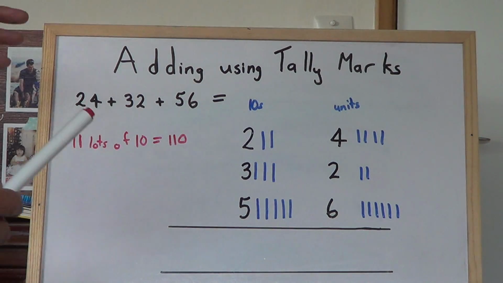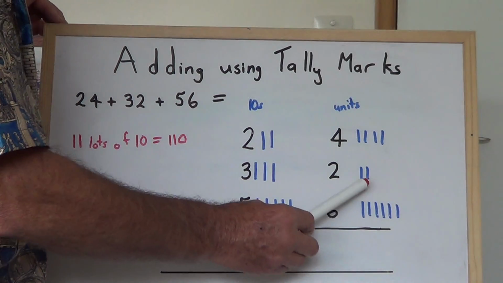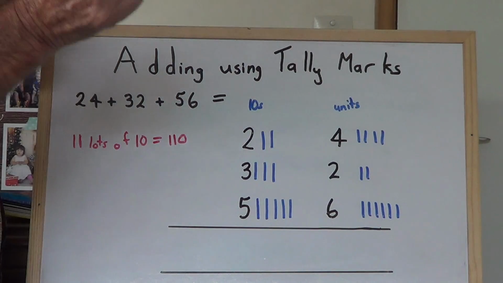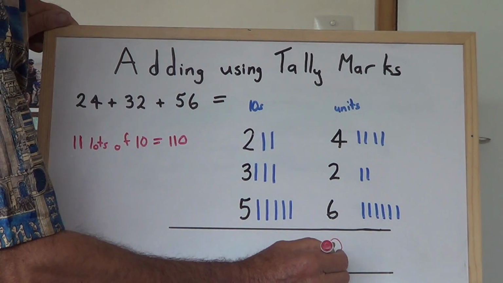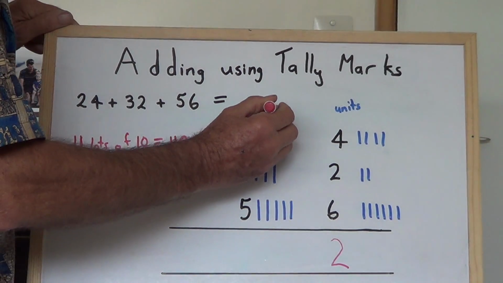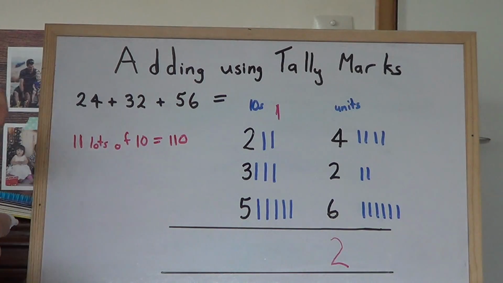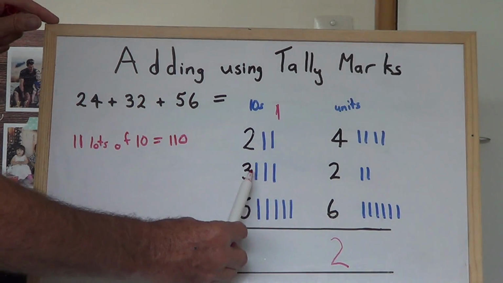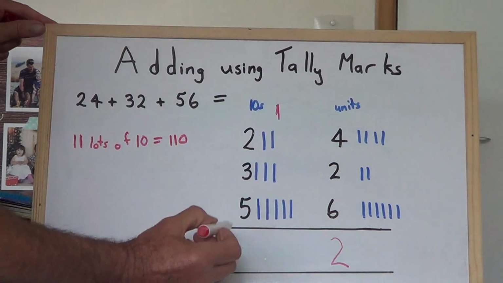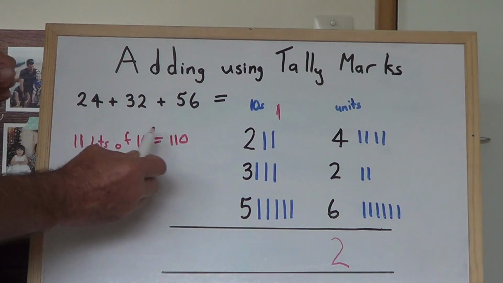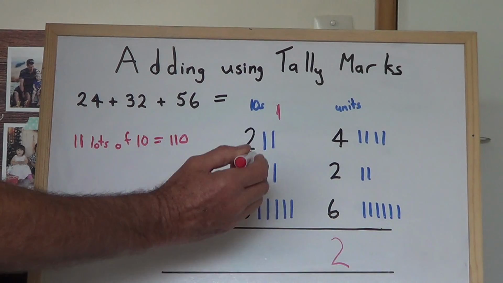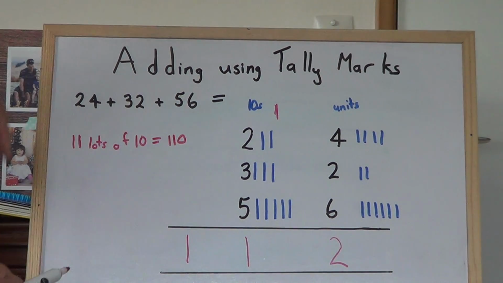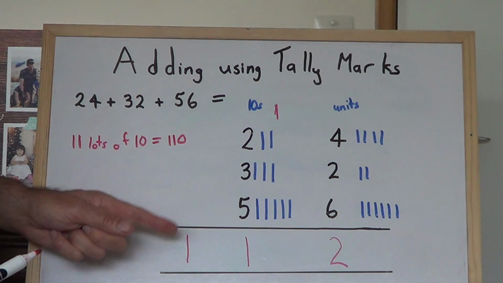Then we just count the tally marks. We start here at 6. We had 6, 7, 8, 9, 10, 11, 12. 12 is 10 and 2. We put the 2 there in the units and we put the 10 over there. Then we count up these tally marks. There's 5, 6, 7, 8, 9, 10, 11. 11 lots of 10 is actually 110. So what we do is we put 1 there and 1 there, because 10 lots of 10 is 100 and the answer is 112.